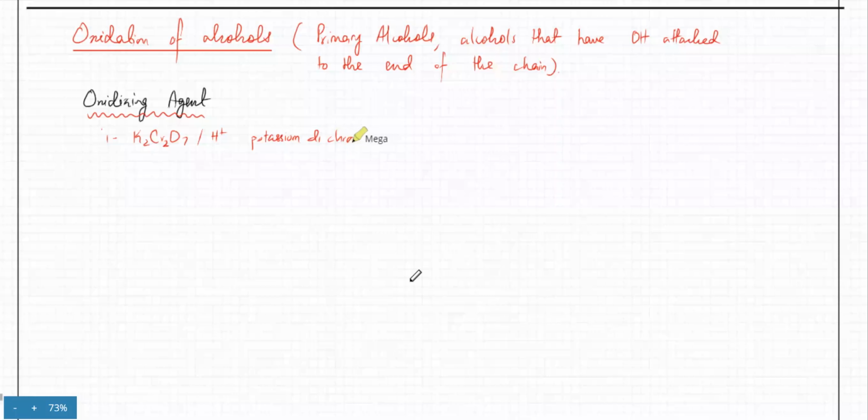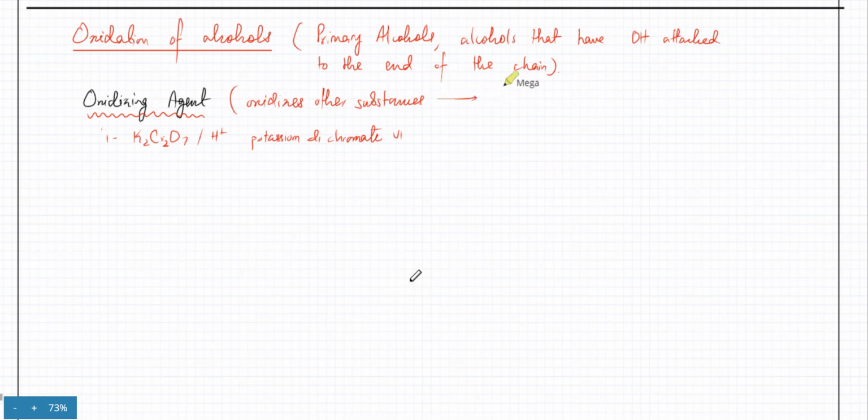ठीक है? We have done this earlier as well. We're going to do this again. You have to remember that potassium dichromate is an oxidizing agent. What it does is it oxidizes other substances. और क्या मतलब होता था ऑक्सीडेशन का? मतलब ऑक्सीडेशन का मतलब क्या होता था? It was a gain of oxygen or loss, you can call it loss of hydrogen, or there was another word for that, and that was loss of electrons. Okay, there were three definitions of oxidation.